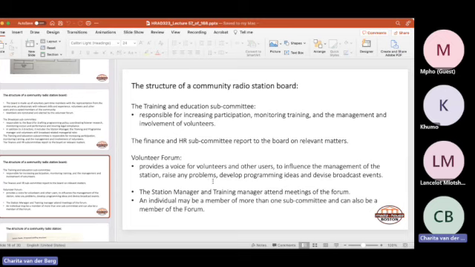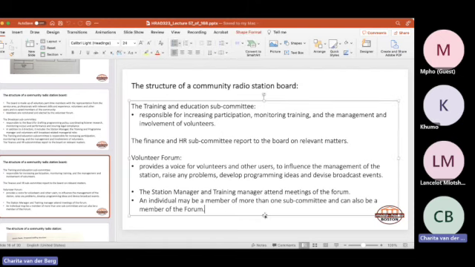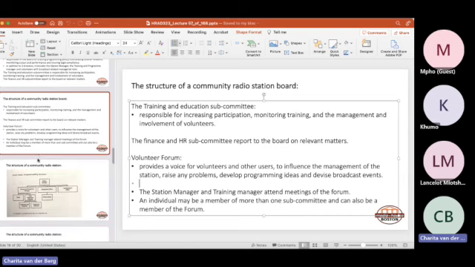So an individual may be a member of more than one subcommittee and can also be a member of the forum. So it's similar in South Africa, you can be members of more than one committee and you can be a member of the forum.